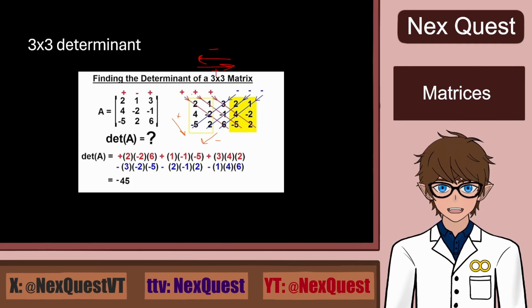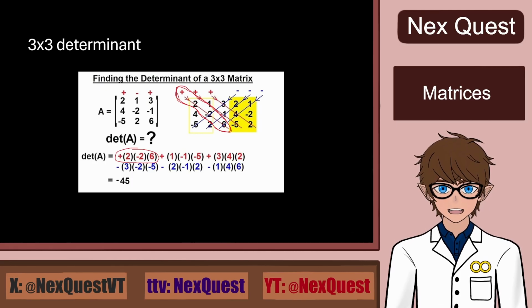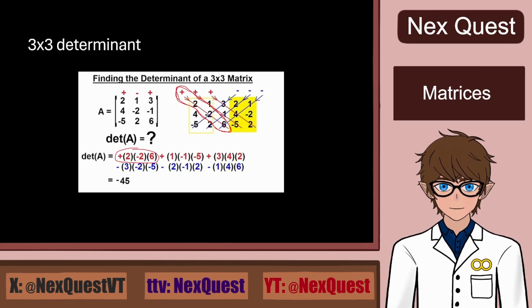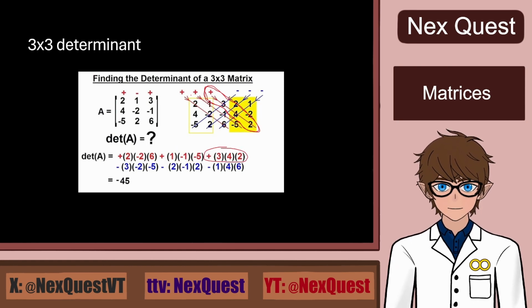Now, we're going to be multiplying the elements. Let's take the first diagonal. We have 2, minus 2, and 6. We're going to multiply all of them together and add a plus in front, because it's a positive direction. Move on to the second diagonal. We have a 1, minus 5, and a plus in front, because it's a positive direction.